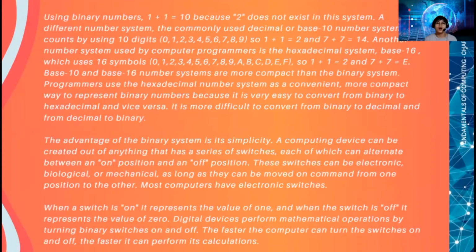Using the binary system, 1 plus 1 is equal to 10. Why? Because 2 does not exist in this system. There is no number 2, 3, 4, 5, 6, 7, 8, 9 in binary. It's only 1 and 0. A different number system.